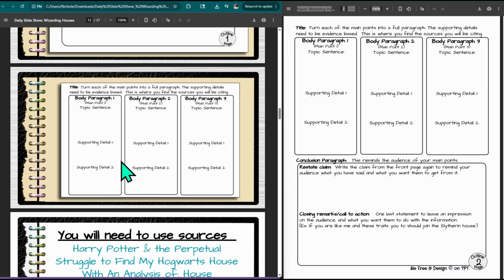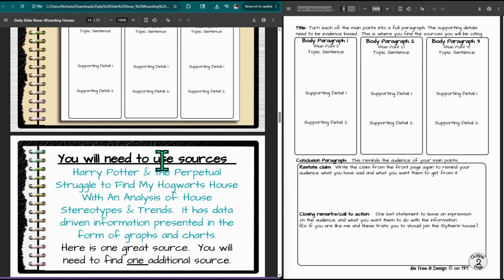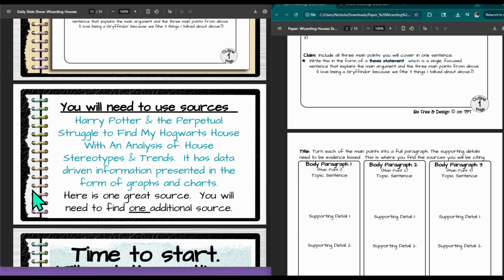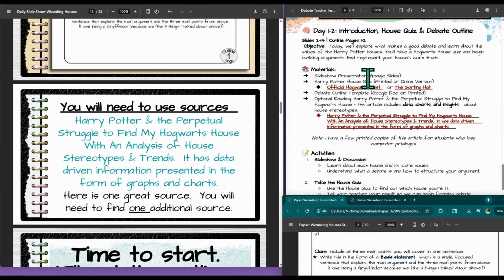I want them to put their own personal details in here, and then we go down here and talk about how to cite a source. I have, you will need to use sources, Harry Potter and the Perpetual Struggle to Find. Here is one great source. You will need to find one additional source. So they can click on this, and if we look right here, I have given that to them in their Canvas course.